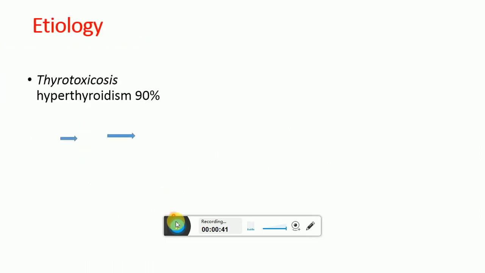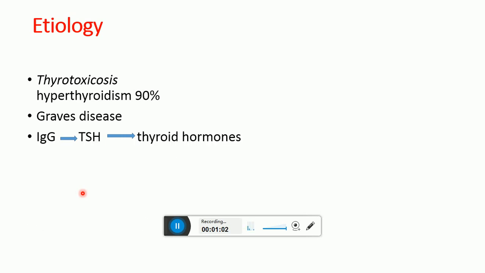Now, what is the etiology? Thyrotoxicosis or hyperthyroidism is a condition involving excessive secretion of thyroid hormones. Graves' disease is the most common form of hyperthyroidism. It is an autoimmune disorder. In this disorder, IgG antibodies bind to thyroid stimulating hormone receptors in the thyroid gland and stimulate secretion of thyroid hormones.